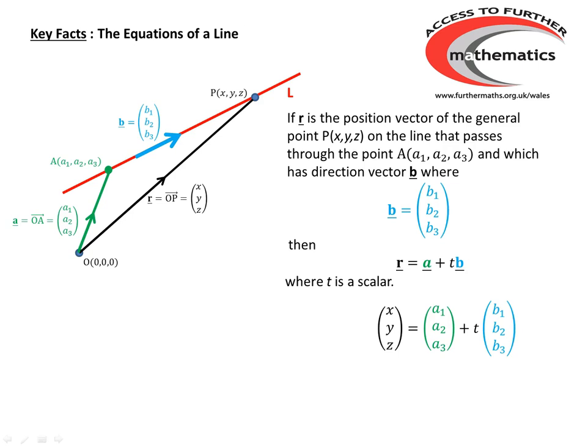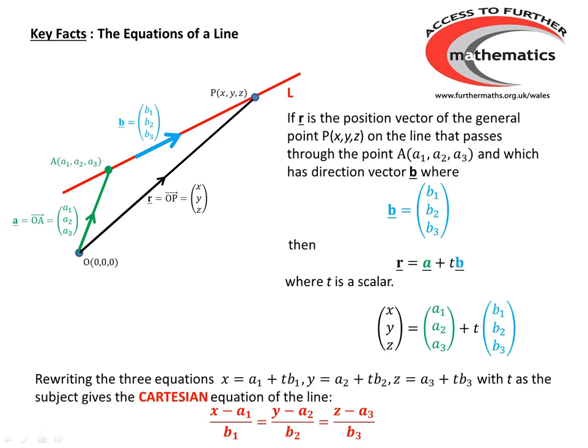That vector equation can be written as 3 separate equations. We can write it as x equals A1 plus t B1, y equals A2 plus t B2, and z equals A3 plus t B3. If we rearrange each of those 3 formulae to make t the subject, we obtain t equals (x minus A1) divided by B1, t equals (y minus A2) divided by B2, and t equals (z minus A3) divided by B3.